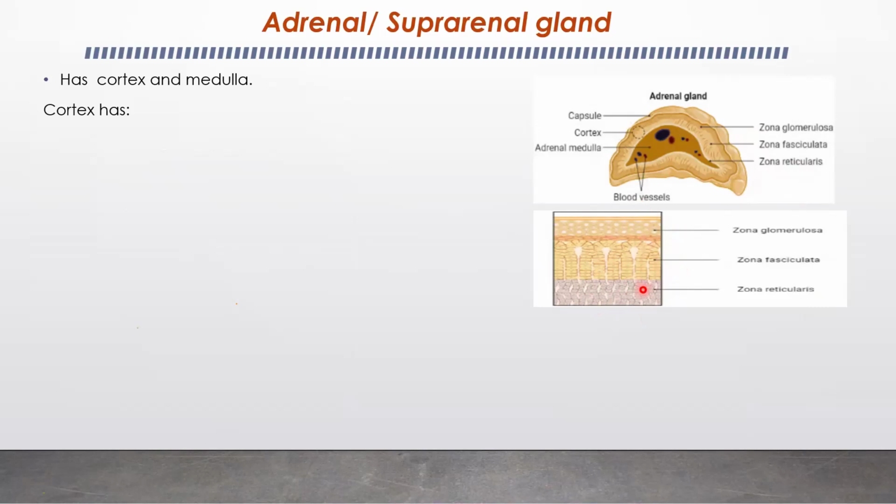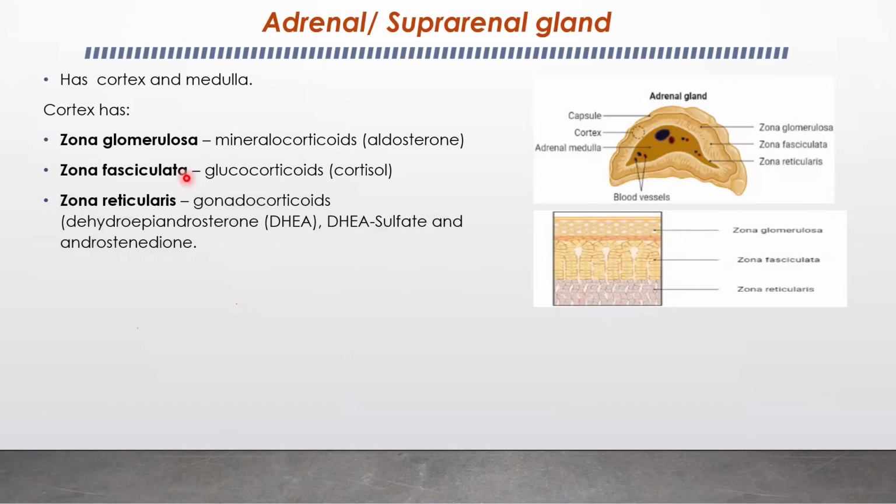So the acronym could be the deeper you go, the sweeter it becomes. From the salt retaining, which is not that sweet, and then androgens relate to sex. So there we have zona glomerulosa, mineralocorticoids, fasciculata, glucocorticoids, and then zona reticularis. Here you have gonadocorticosteroids, starting with dehydroepiandrosterone, and then the rest are there.